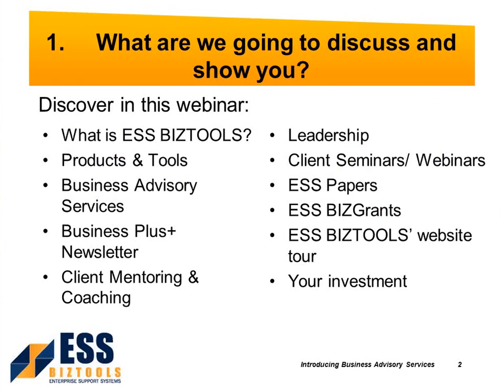So what we're going to look at today is give you an overview of what's included in ESS Biz Tools. We've got a wide range of services, products and tools: business advisory services, a newsletter which our accounting firms around Australia badge and place their name and address on, client mentoring and coaching which helps with education of your clients of the sort of services that are available to them, leadership, and then client seminars, and then the papers themselves.